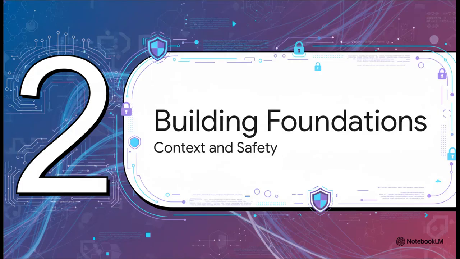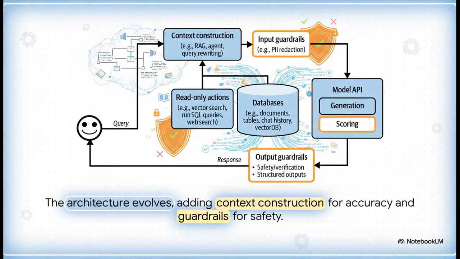So, the very first step to evolve our little loop is to build a real foundation under it. This really boils down to two key things: making our AI smarter by giving it the right information, and making it safer by protecting everyone involved. Okay, now check this out. Our simple loop is already starting to look like a real system. See those new boxes? We've got context construction. That's how we give the model the specific knowledge it needs to give a genuinely accurate answer. And then you see the input and output guardrails. Think of these as the bouncers at the club door, our essential safety nets.